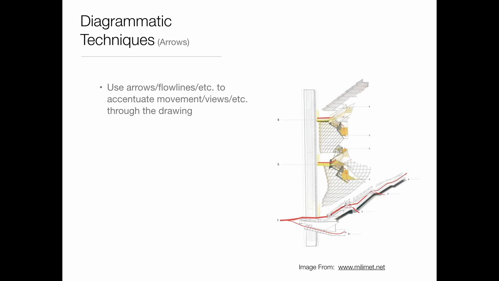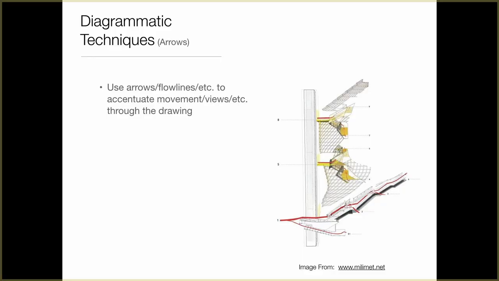Generally, arrows and flow lines are reserved for movement or things that are moving as part of your building. If you're diagramming people moving through space, that's an obvious one. But it could also be wind. It could also be sunlight. Other things that move through your building tend to have these flow lines or arrows. And so flow lines are simply arrows without the arrow heads on them.